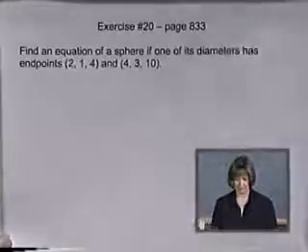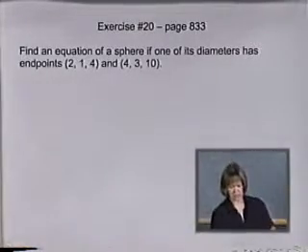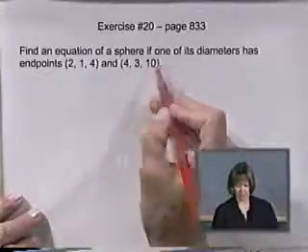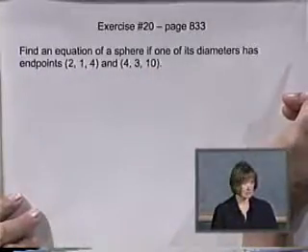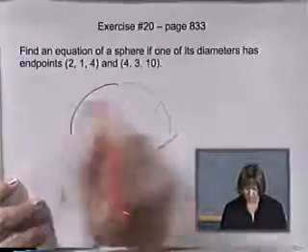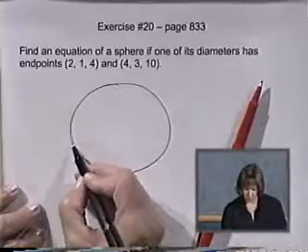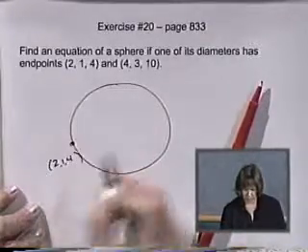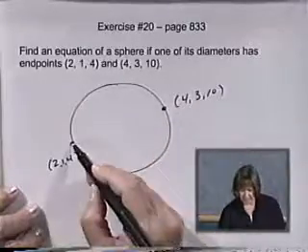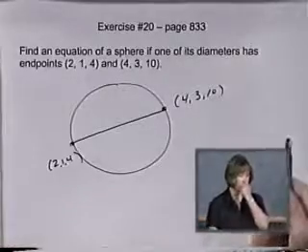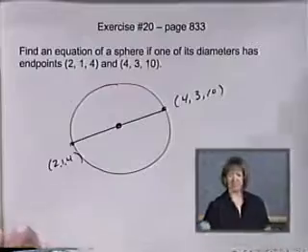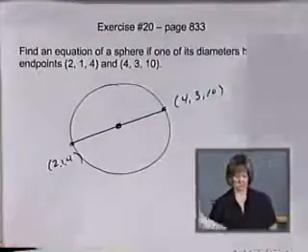All right. Find an equation of a sphere if one of its diameters has endpoints 2, 1, 4 and 4, 3, 10. Now what's happening here is, I'm not going to draw this to scale, but you've got a sphere, and they're giving me one point over here is 2, 1, 4, and another point over here is 4, 3, 10. Now what does a diameter pass through? The center.